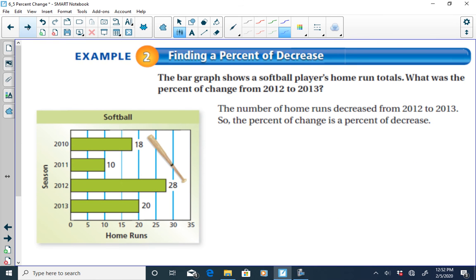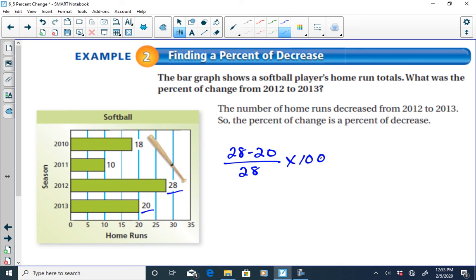Next problem. We want to find the percent of decrease. Here it says the bar graph shows a softball player's home run totals. What was the percent of change from 2012 to 2013? In 2012 there were 28 home runs, and in 2013 there were 20 home runs. Once again we want to find that difference. So it's going to be 28 minus 20 divided by the original amount. Because it's a percent decrease, the original amount will actually be the larger amount here, times 100.